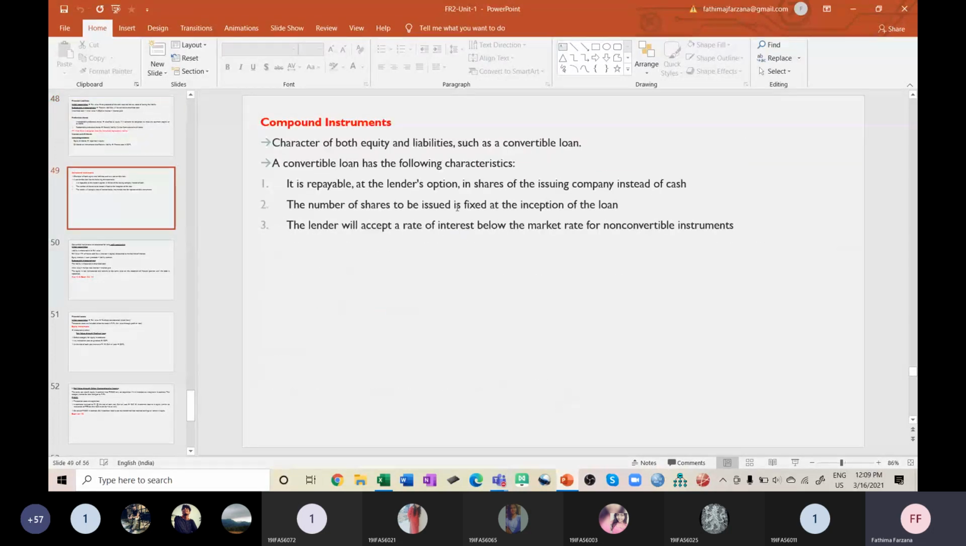Then we'll take into consideration compound instruments. A compound instrument means the same instrument possessing the characteristics of equity and liability. Okay, we call it a compound instrument. It is repayable at the lender's option, and all that we covered in the last class. You can go through that.